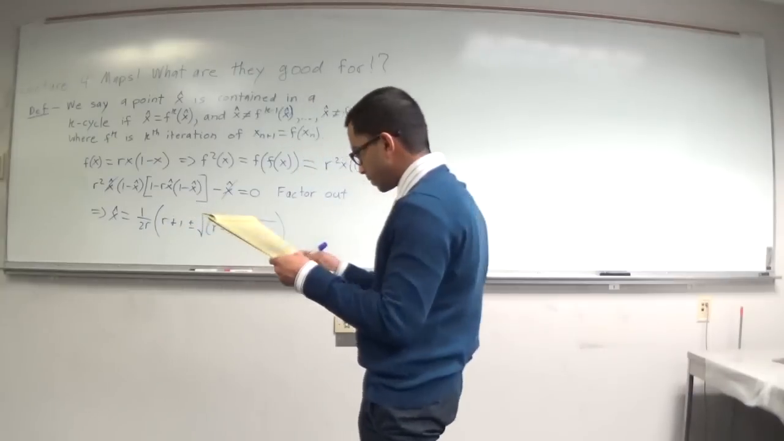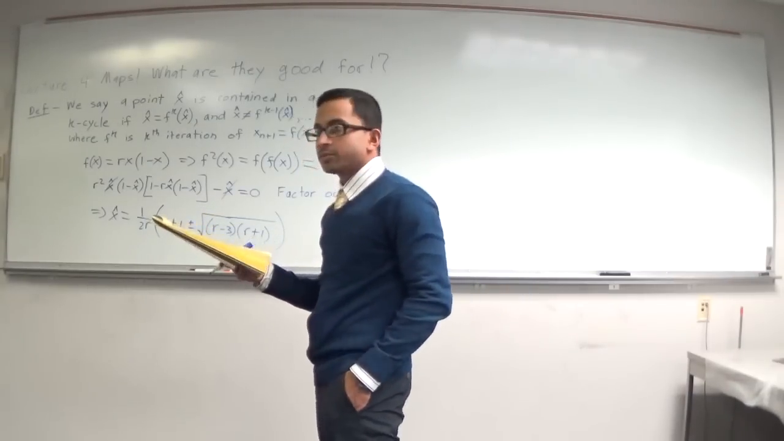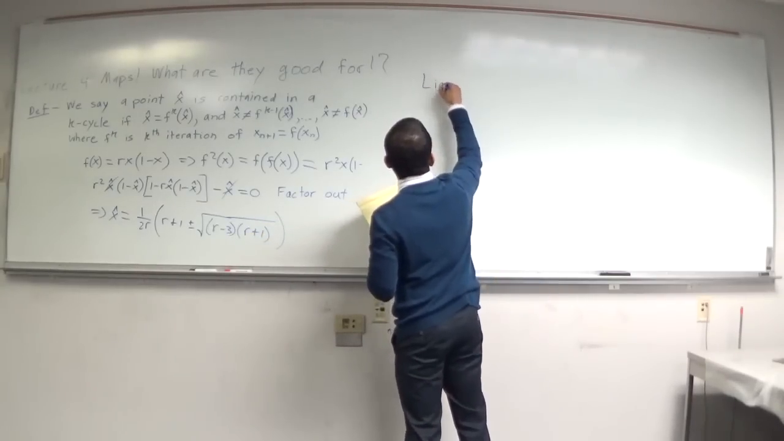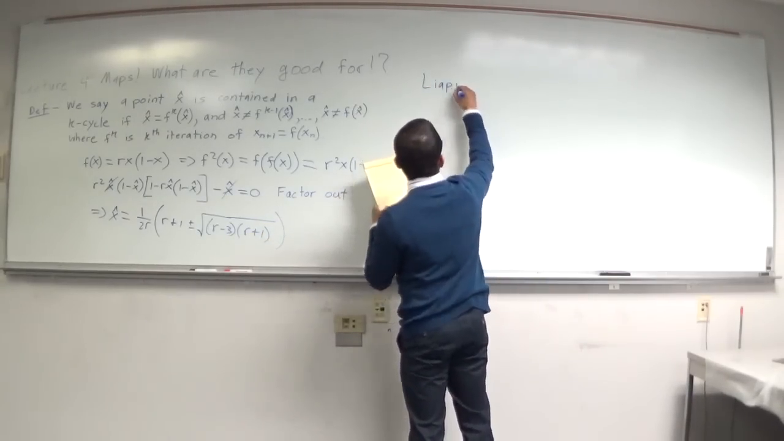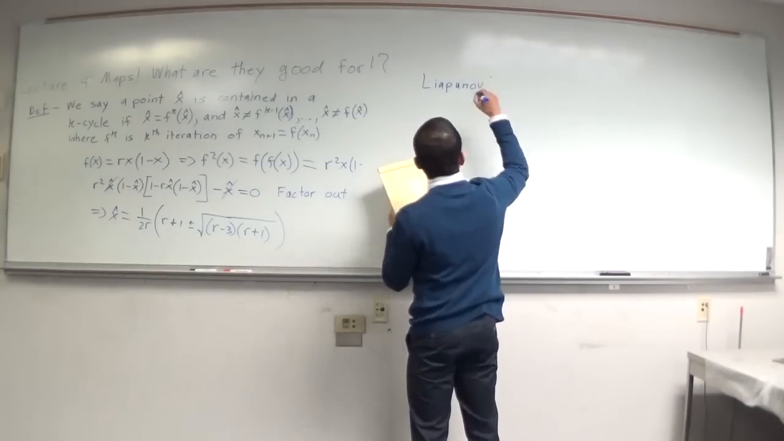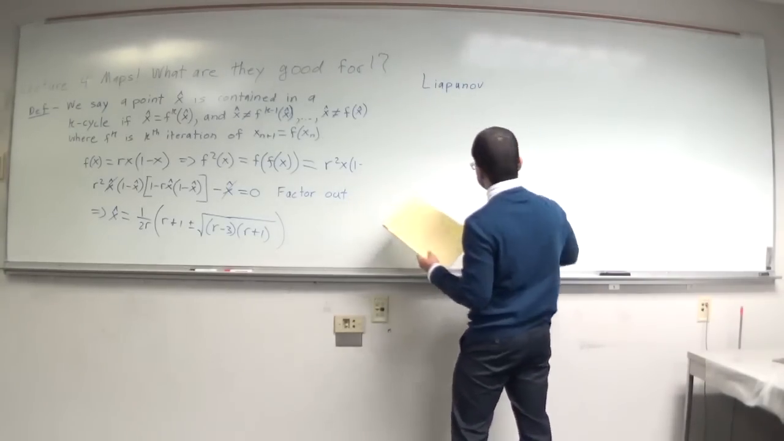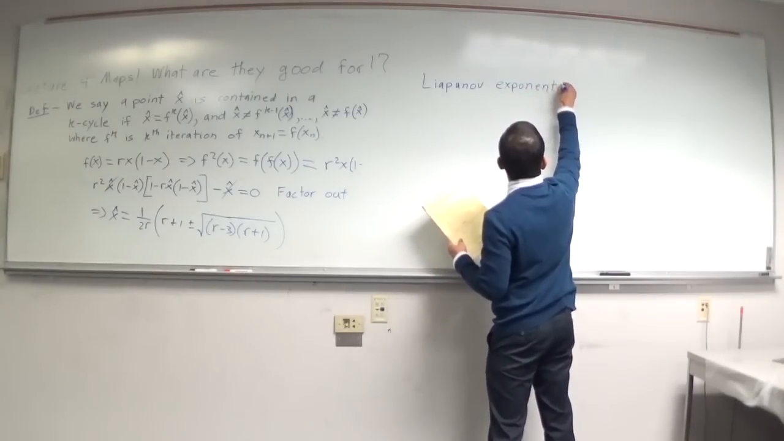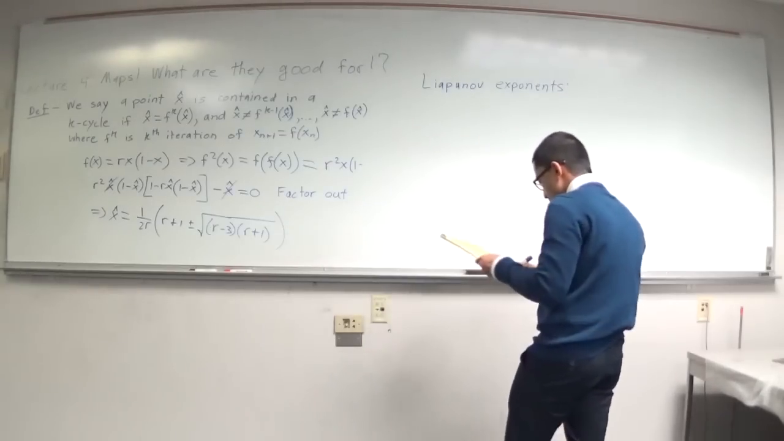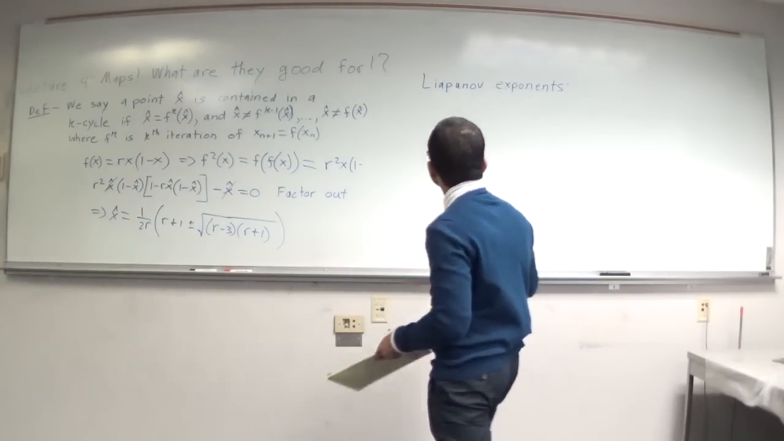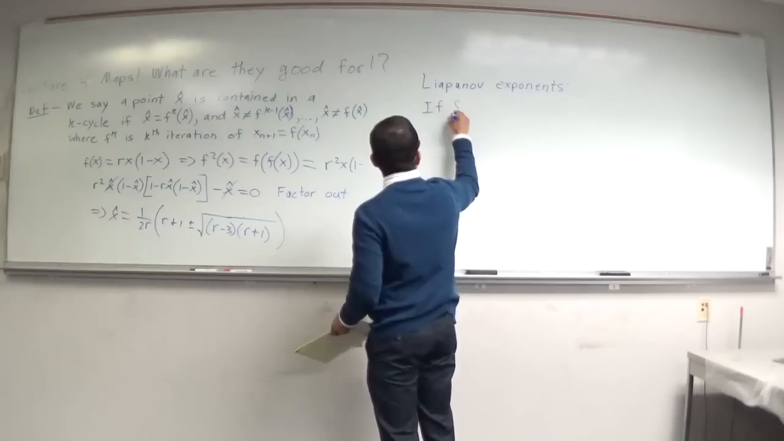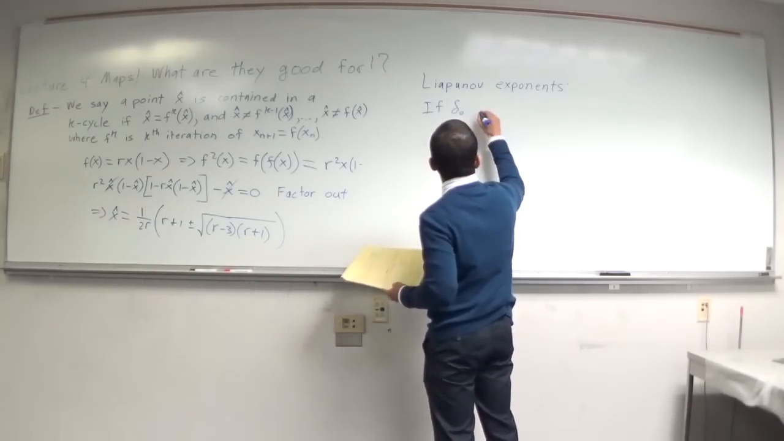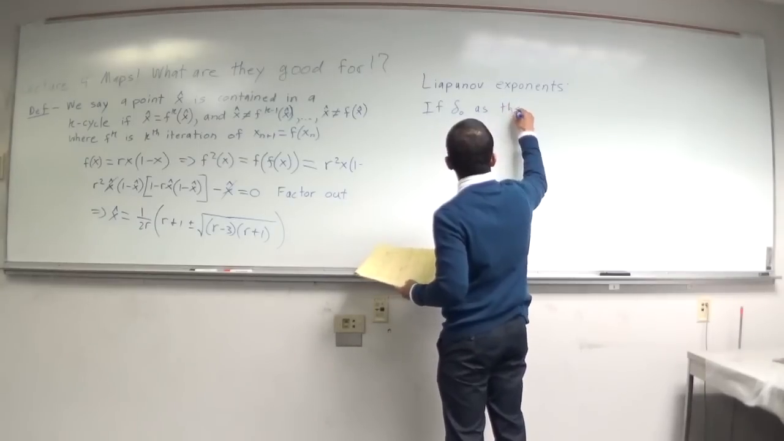Okay, so we want to quantify sensitive dependence. So we're going to use something called a Lyapunov exponent. Lyapunov's name is spelled differently everywhere. In Strogatz it's spelled like this. So Lyapunov exponents. So basically, let's consider delta naught as the initial separation between 2 points.